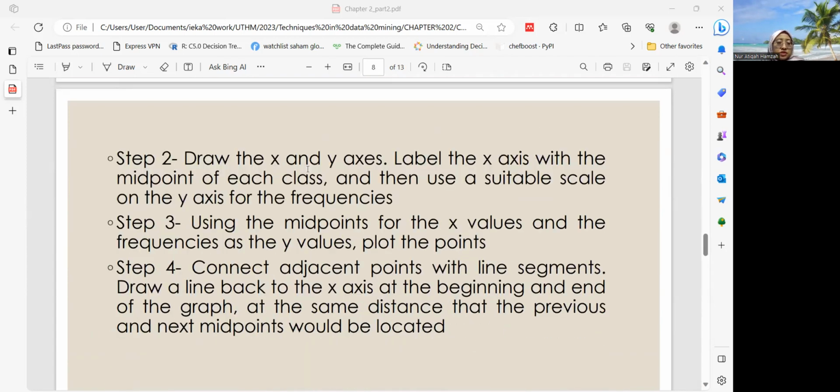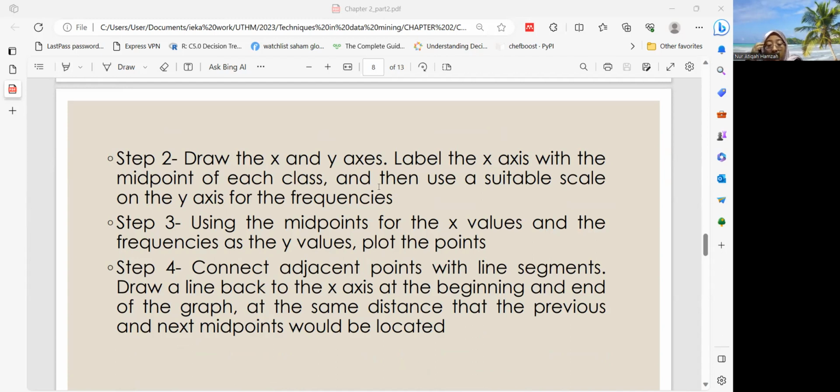So step 2 is draw the x-axis and y-axis. Label the x-axis with the midpoint of each class and then use a suitable scale on the y-axis for the frequency. So step 3, using the midpoint for the x value and the frequency as the y value, plot the points. And step 4, you have to connect adjacent points with line segments.